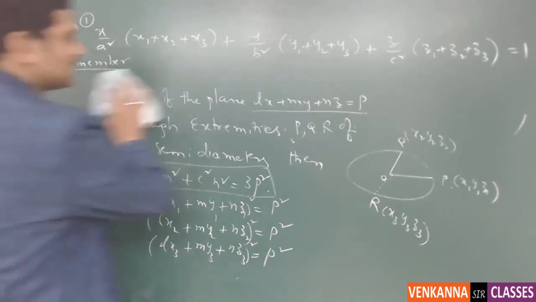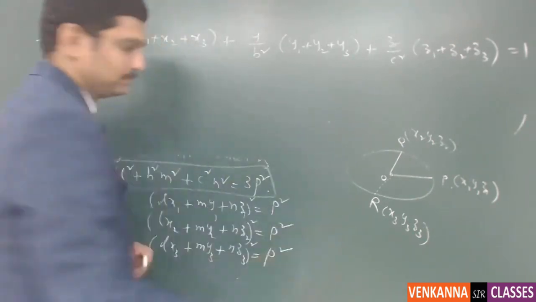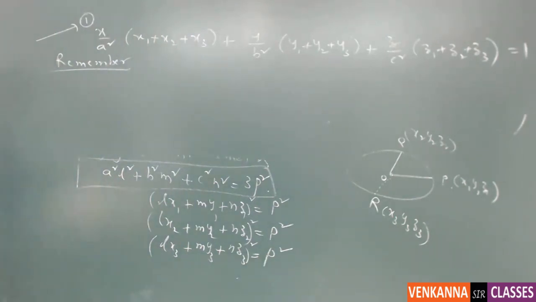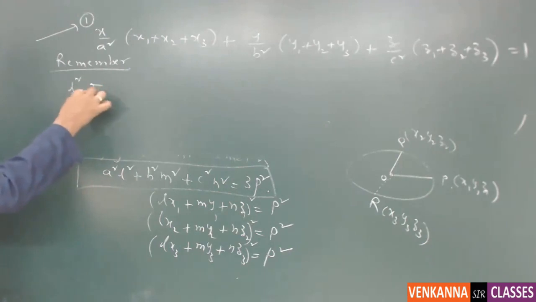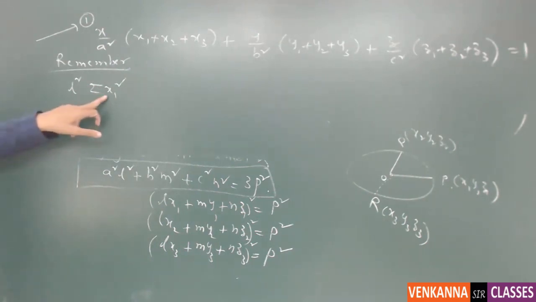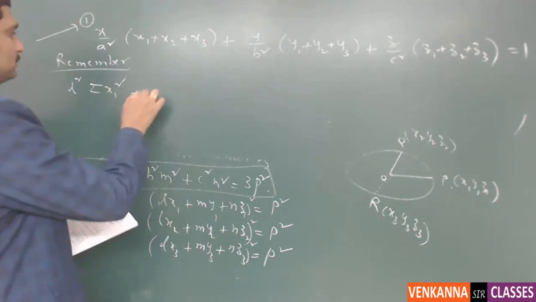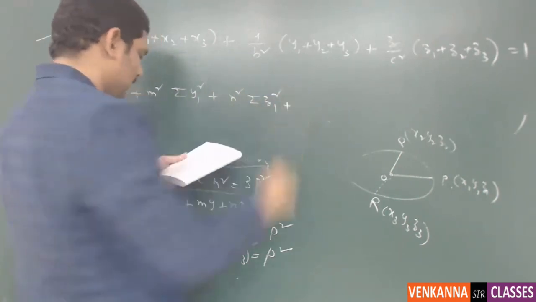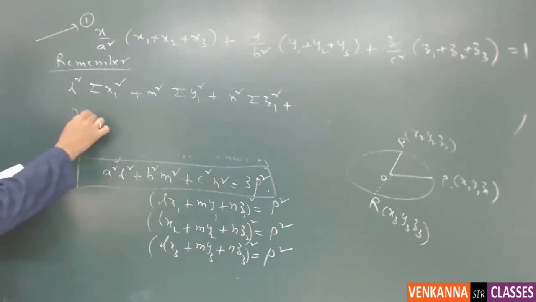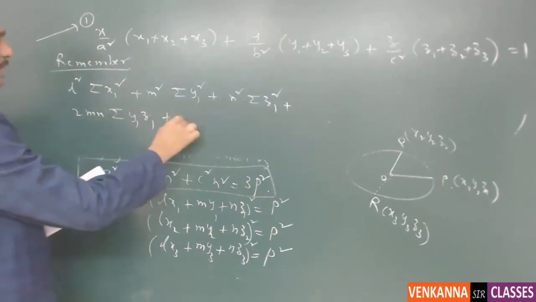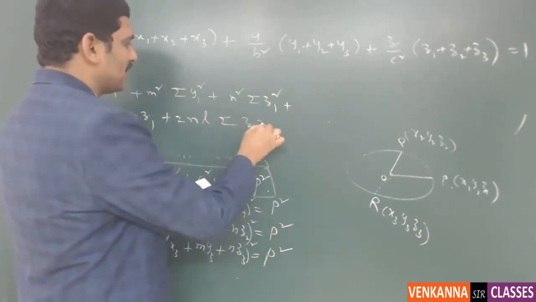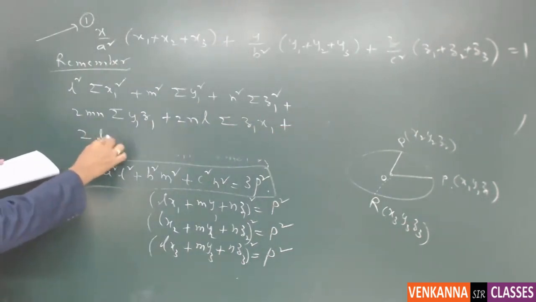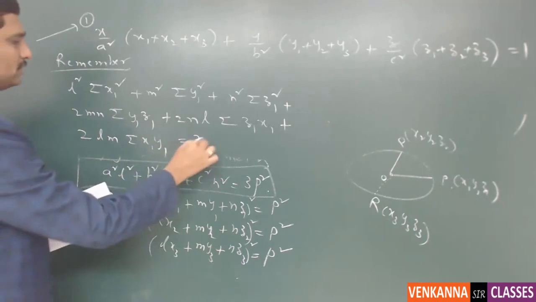Right? So I will write the expression. If you take the terms common, you will get the expansion value as l square into sigma x1 square. Since space is insufficient, here sigma x1 square is nothing but x1 square plus x2 square plus x3 square. Please understand the abbreviations. m square into sigma y1 square plus n square into sigma z1 square plus 2mn into sigma y1 z1 plus 2nl into sigma z1 x1 plus 2lm into sigma x1 y1 is equal to 3p square.